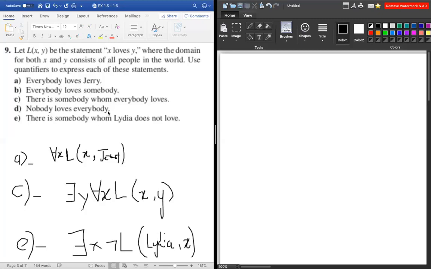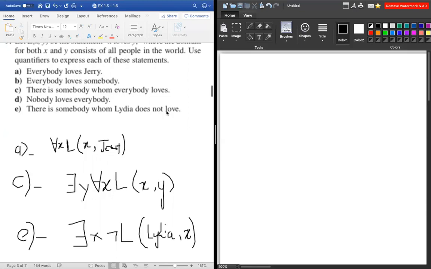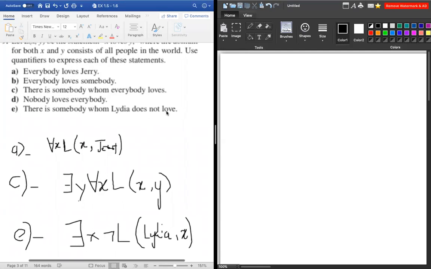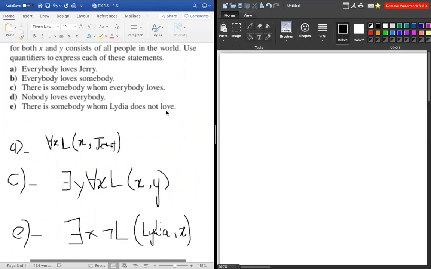Yeah, but it says whom Lydia does not love. It's not like Lydia loves that one. It's like Lydia is not loved by that someone. Yeah, that's what it means, right? So Lydia is our Y. It basically means that here, whom Lydia does not love. It's not like that person doesn't love Lydia. It's Lydia doesn't love that person.